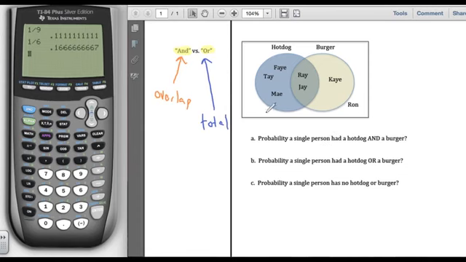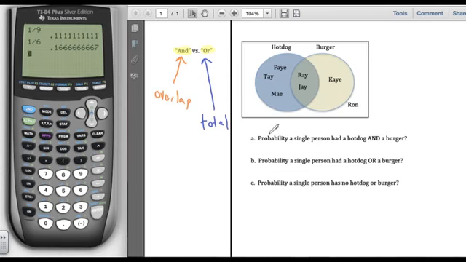As an example to clarify this, I have a Venn diagram showing what people had to eat at a Memorial Day cookout. I had Faye, Tay, and May who decided to have a hot dog. I have Kay who decided to have a burger. Ray and Jay are in both circles. They had both a hot dog and a burger. And then Ron, who is in neither circle, didn't have a hot dog, didn't have a hamburger.